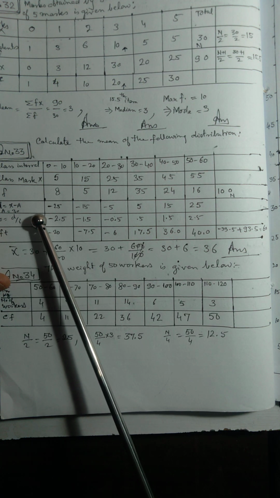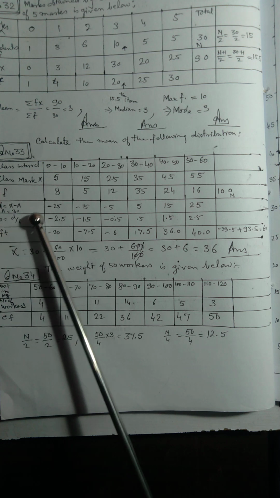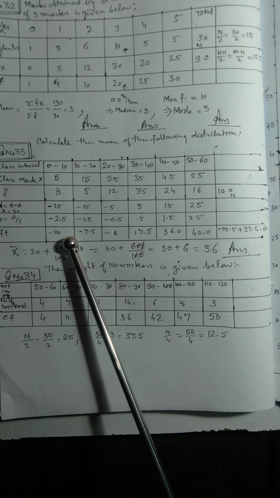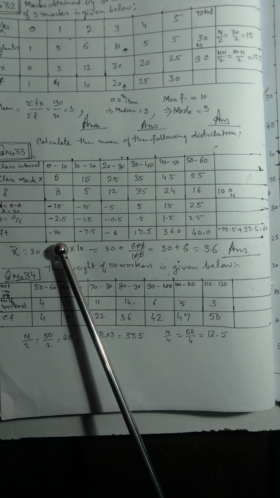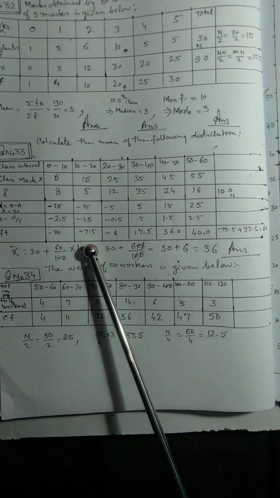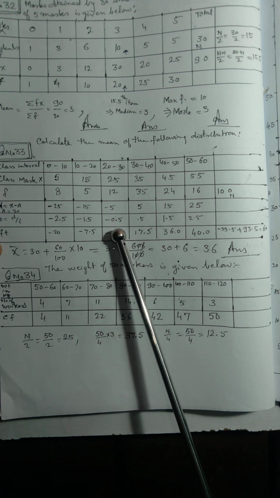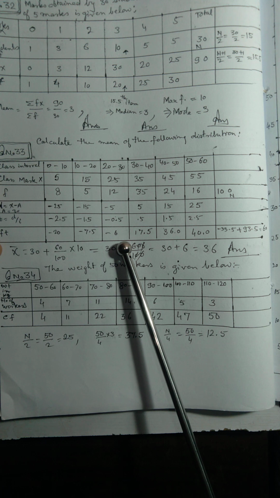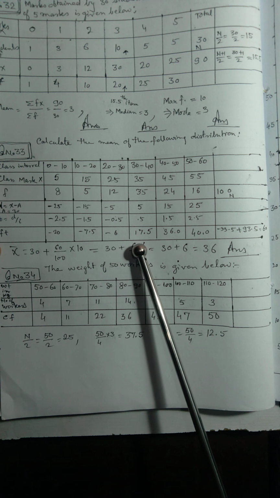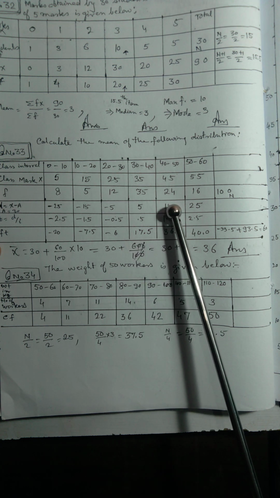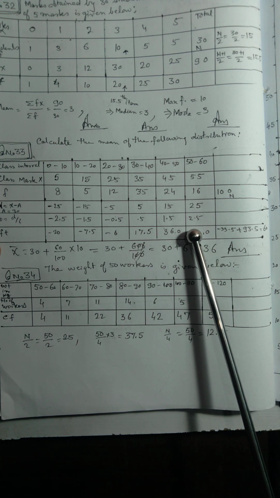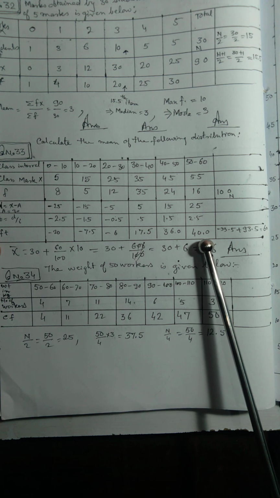fT means we have to find the product of f and t. So 8 into minus 2.5 is minus 20. 5 into minus 1.5 is minus 7.5. 12 into minus 0.5 is minus 6. 35 into 0.5 is 17.5. 24 into 1.5 is 36. 16 into 2.5 is 40.